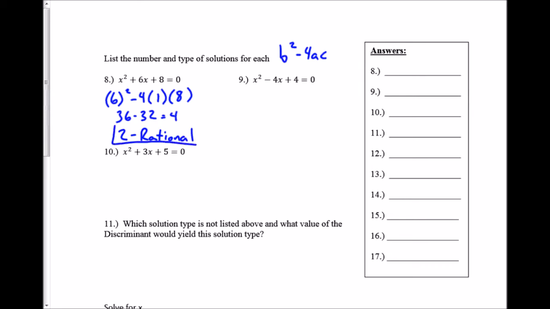Okay? I do the same thing with the next one, the b squared, so negative 4 squared minus 4 times a, which is 1, times c, which is a 4. So I get 16 minus 16, which is 0. When my discriminant is 0, it means I'm going to get 1 rational solution.